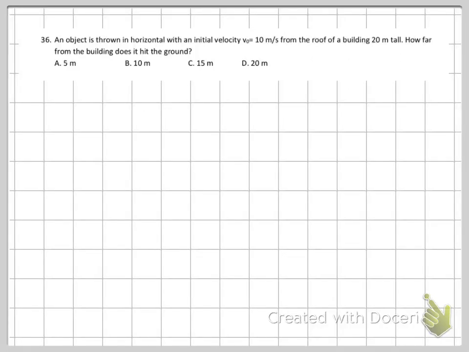Number 36, an object is thrown horizontally with an initial velocity of 10 meters per second from the roof of a building. It's 20 meters tall. How far from the building does it hit the ground?